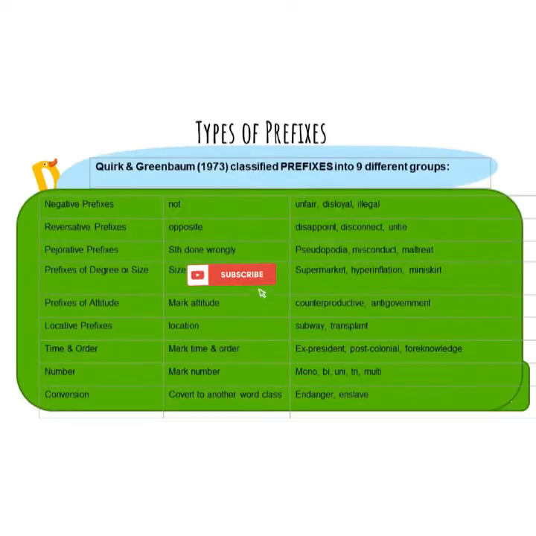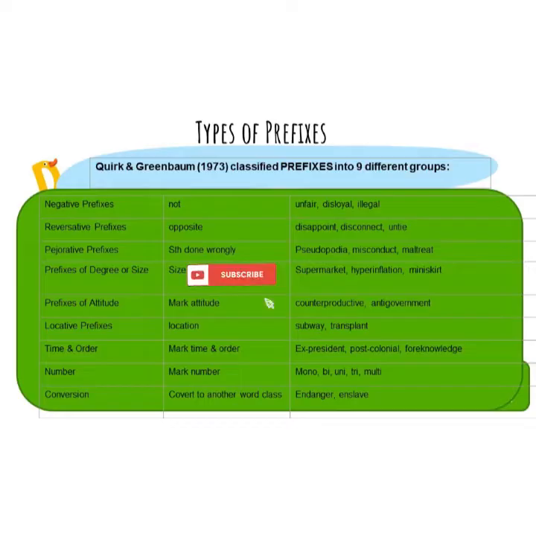Prefixes have different types, and according to Quirk and Greenbaum, in 1973, there is a classification of prefixes into 9 different groups. 1. Negative prefixes. It means not. It has a negative marker. So if you add un to fair, it becomes unfair, something that is not fair. Disloyal. 2. Reversative prefixes. It means to reverse, the opposite. Examples: disappoint, disconnect, untie.